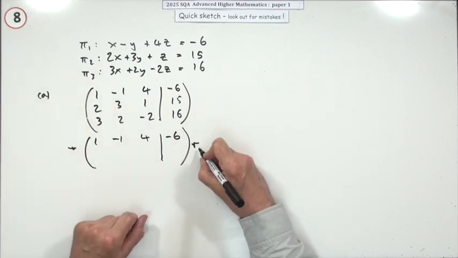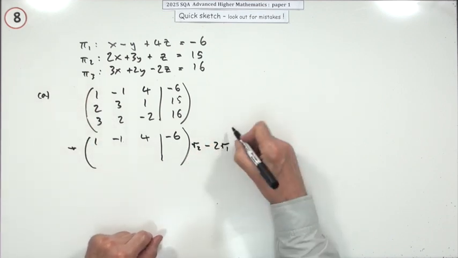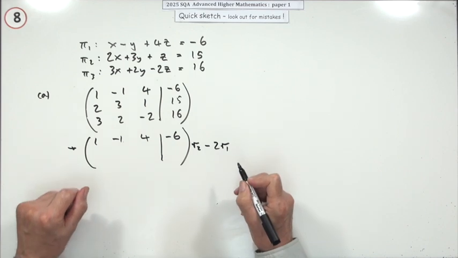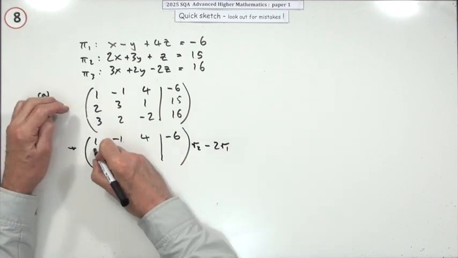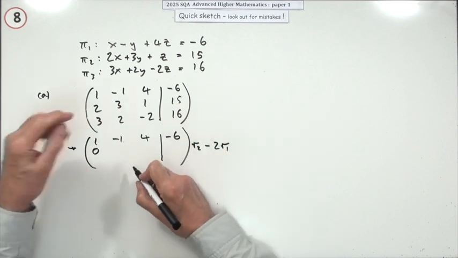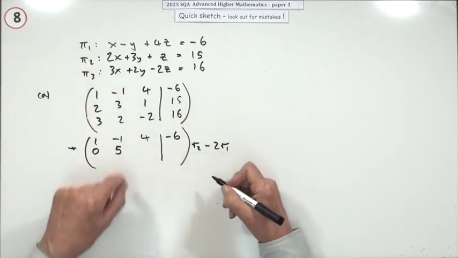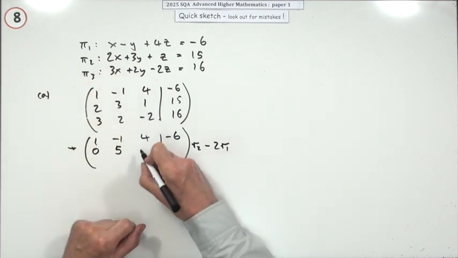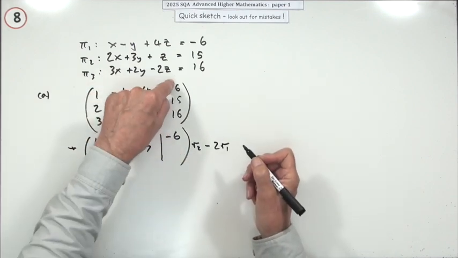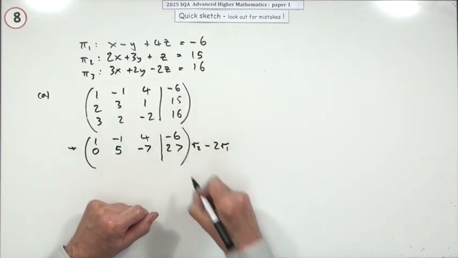So what happens to row 2? Well, if I take row 2 and subtract from it 2 lots of row 1, you could write row 2 goes to, if you like, but obviously applies to row 2 here. So that'll be 2 take away 2 is 0, which is no surprise because that was your plan. Then we've got 3 but plus 2, which is 5. And then 1 minus double that is 8, which is negative 7. And then 15 but plus 12. So that will give you 27.